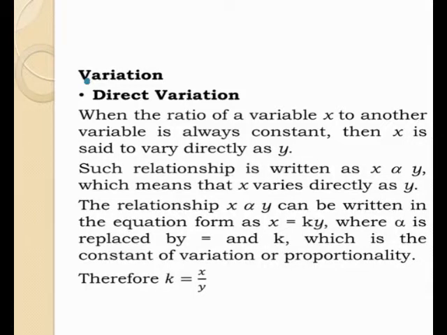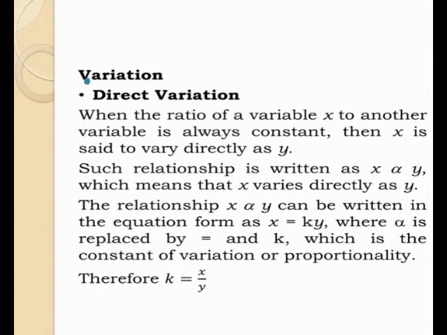is equal to k. Now, for us to get this constant, the value of this k, we have been told that when p is equal to 3, q is equal to 2. So we want to know the value of this k.